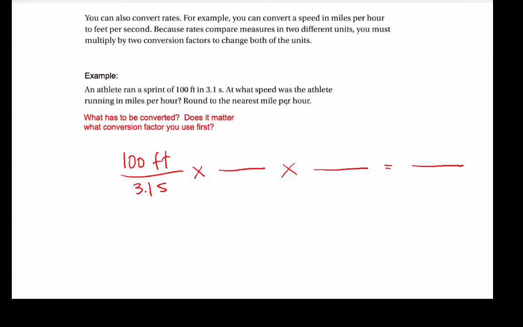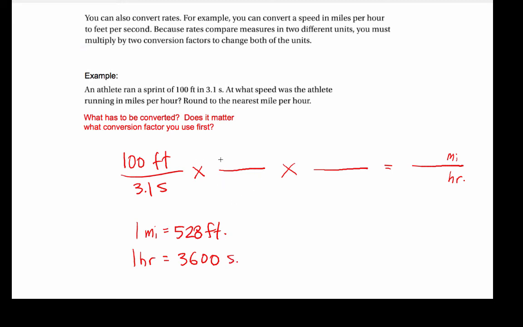The units are going to be miles per hour. So what we need is we have to have miles on top and hours on the bottom of our fraction here, okay? Now what has to be converted is we have to convert feet to miles, and we have to convert seconds to hours. How many feet are in a mile? Well, 1 mile equals 5,280 feet. 1 hour equals 3,600 seconds. Those are our 2 conversion factors.